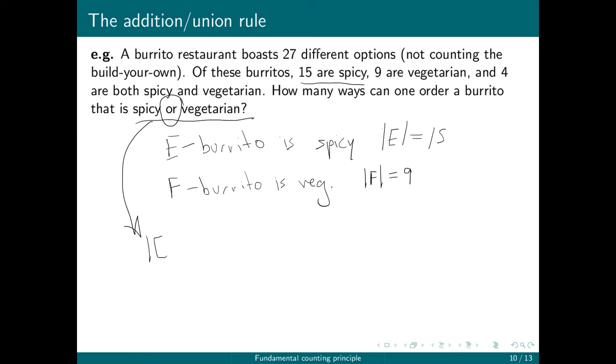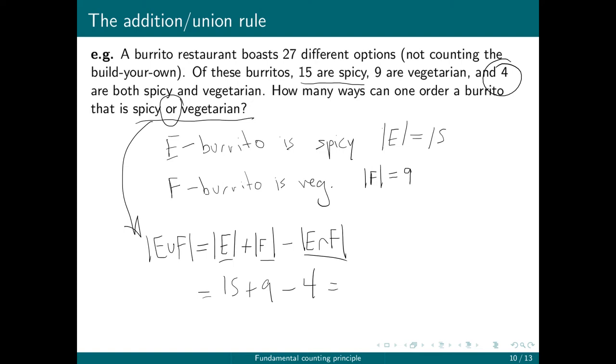All right, so how many ways can we get a burrito that's spicy or vegetarian? Well, that's going to be the cardinality of the set E union F, which is the cardinality of E, plus the cardinality of F, minus that double counting. There's 4 burritos that are both spicy and vegetarian. So those 4 are both here and here. I don't want to count them twice, so I have to subtract that number off. So I get 15 plus 9 minus 4. 15 and 9 make 24, minus 4 makes 20. So 20 of the burritos are spicy or vegetarian.